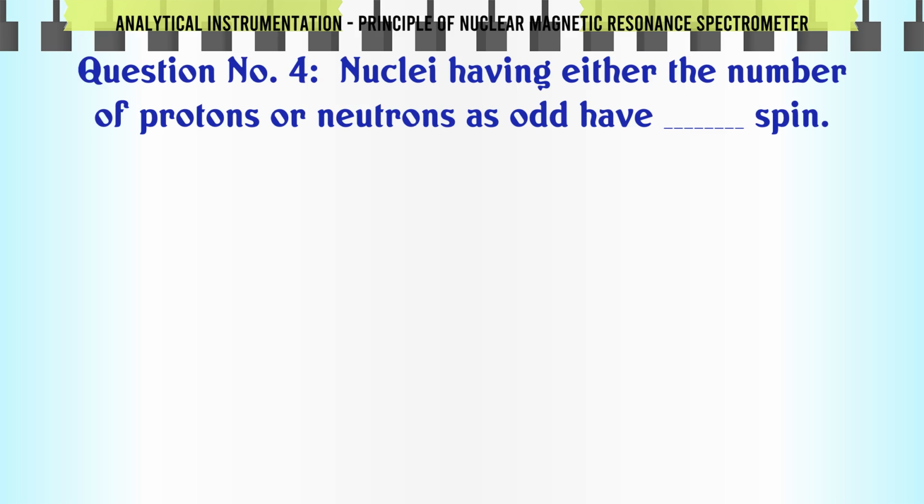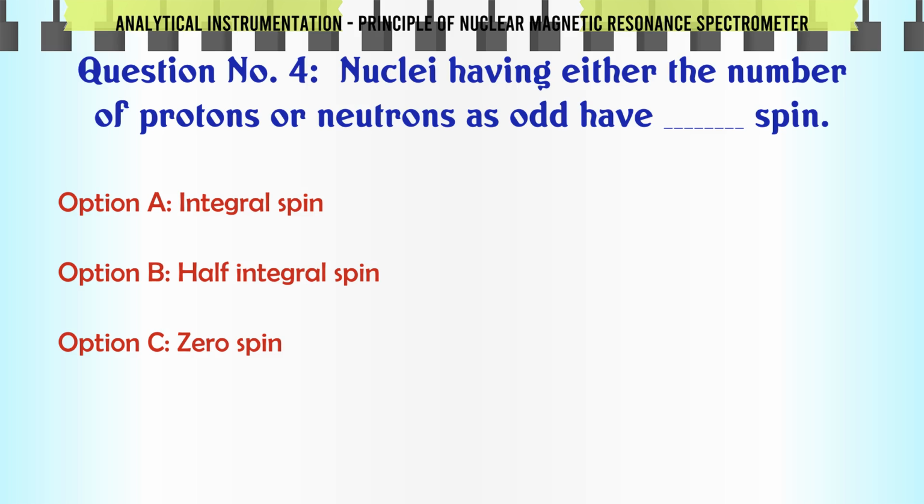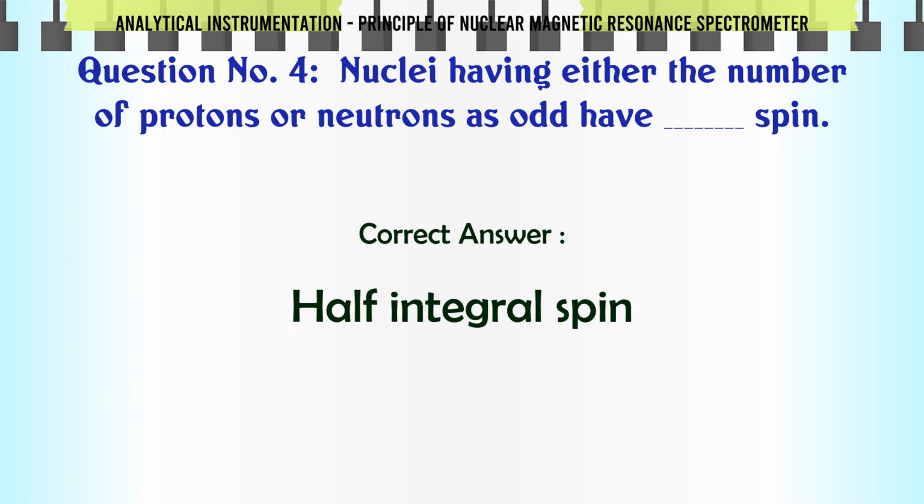Nuclei having either the number of protons or neutrons as odd have spin. A. Integral spin. B. Half integral spin. C. Zero spin. D. Positive spin. The correct answer is half integral spin.